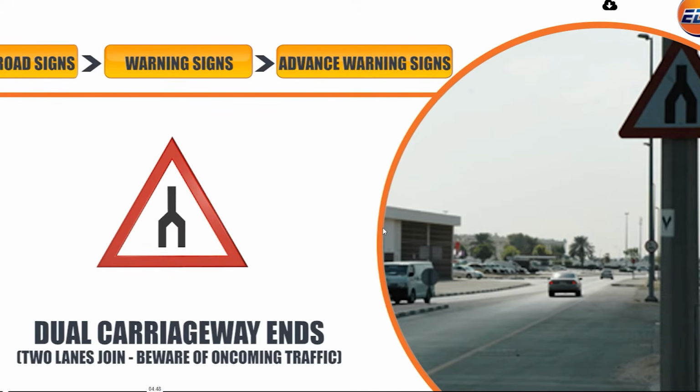Dual carriageway ends. This sign indicates that the dual carriageway will end ahead and will continue as a single carriageway. A dual carriageway is a road on which traffic traveling in opposite directions is separated by a central median or divider. A single carriageway is a road on which traffic is traveling in opposite directions and is separated by strips or line. Motorists must adjust the speed and position in the proper lane.